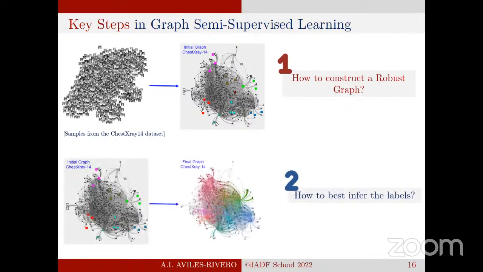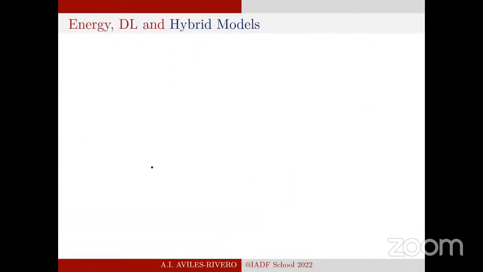The second major problem is how we can infer the labels. We have our data representation. We went from the data to the graph representation. We have a set of predefined classes. And now how can we use this tiny prior to propagate this information in the graph, and finally get the labels for the large amount of unlabeled data.